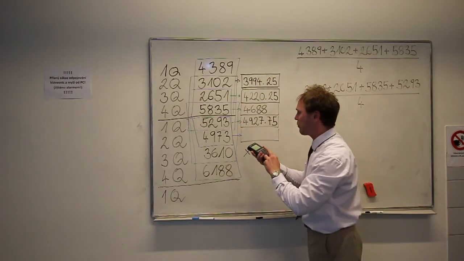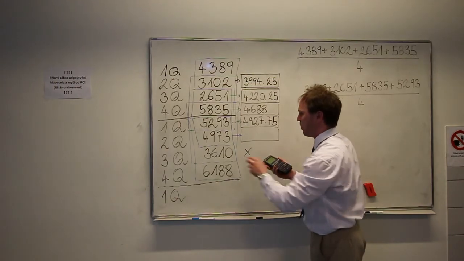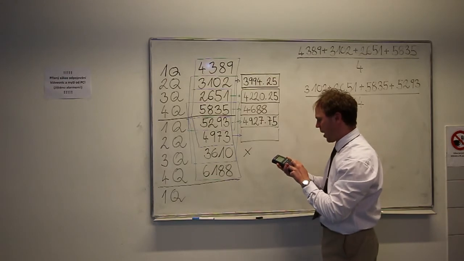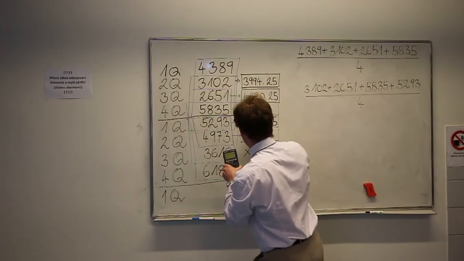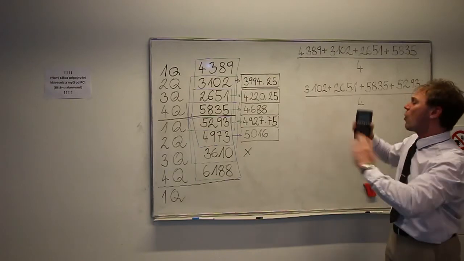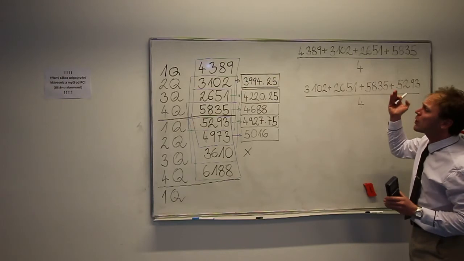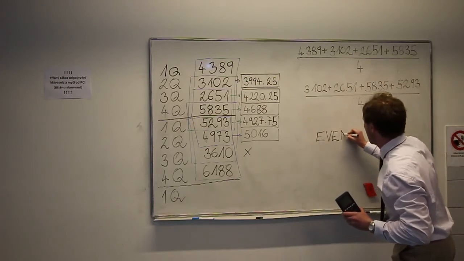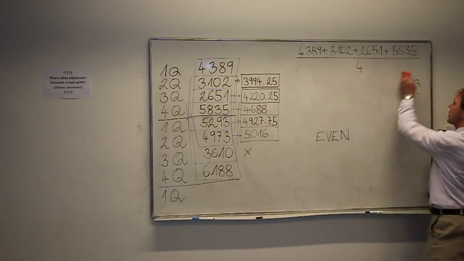5,293 plus 4,973 plus 3,610 plus 6,188 divided by 4. The result is 5,016. Okay, so this is only the first part, because I already said that this sample is even. So now we must continue.